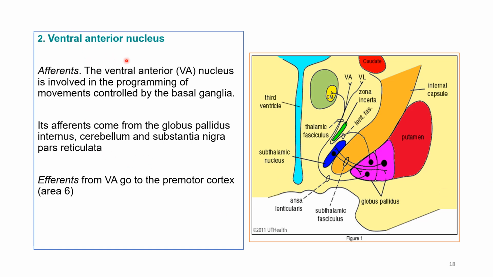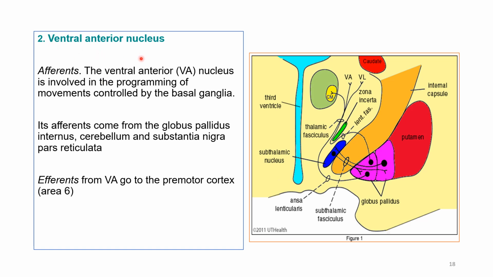Then coming to the ventro-anterior nucleus. The ventro-anterior nucleus is involved in the programming of movements which are controlled by the basal ganglia. Its afferents come from globus pallidus internus, cerebellum, and substantia nigra pars reticulata. Substantia nigra has two parts, pars reticulata and another part. Here we are concerned with pars reticulata. Okay, the efferents from ventro-anterior nucleus will go to premotor cortex, that is area number 6.